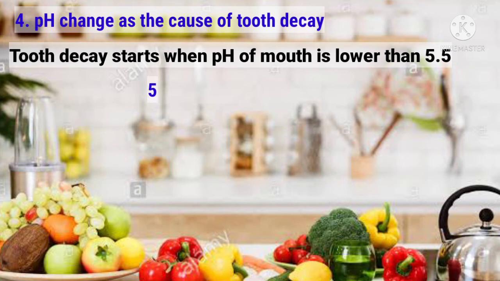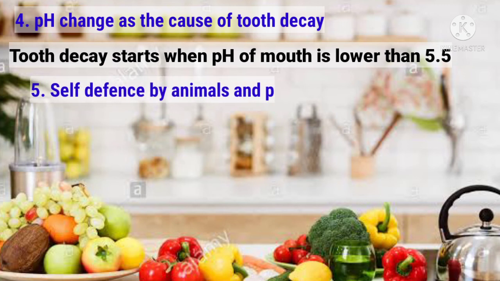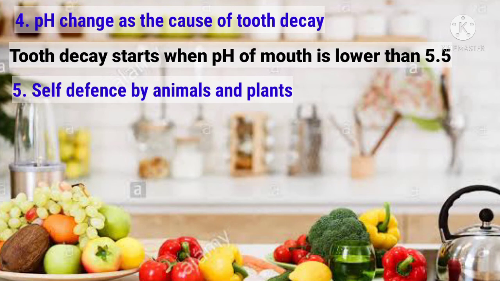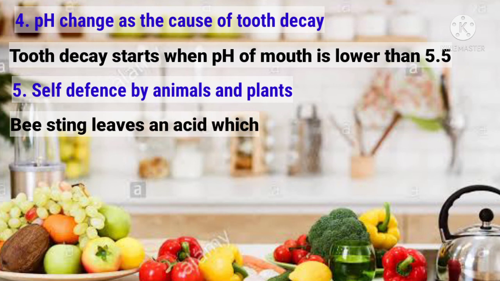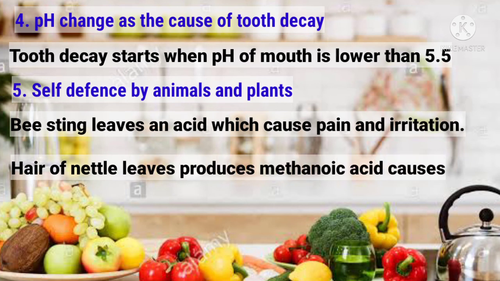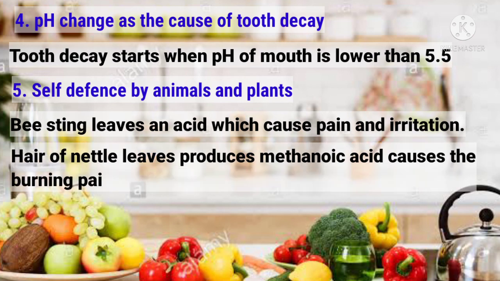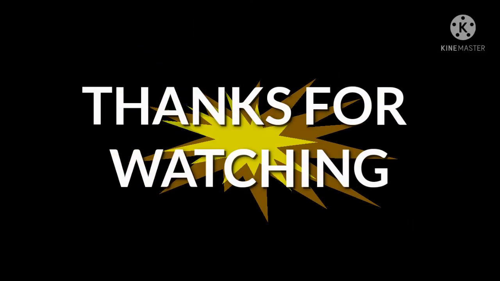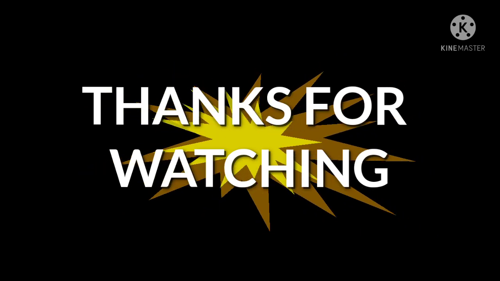This pH is very important for animals as well as plants for their self-defense. Bee stings consist of methanoic acid. Nettle leaves also produce this methanoic acid. This produces certain irritation as well as pains. We can get rid of these pains by using bases. This is all about the importance of pH in our everyday life.